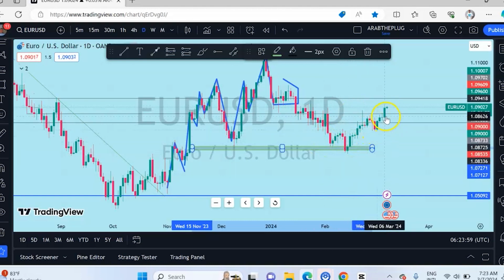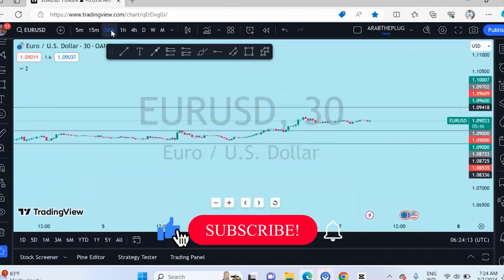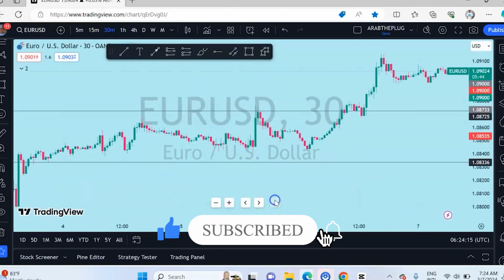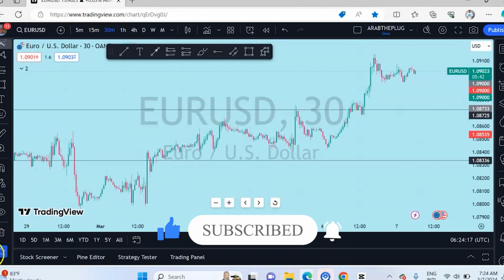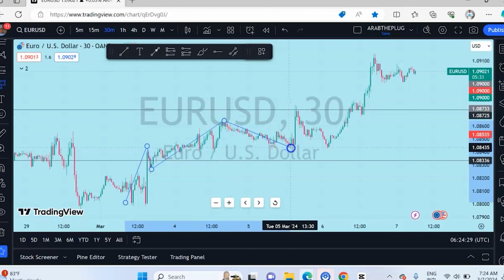The market has been bullish up to this zone, and my overall target for this market for now is this area of value. So now let's switch to the lower time frame and see if we could get potential opportunities. So here is this. The market has been bullish right from this zone. We've had a series of higher highs, higher lows, higher highs, higher lows, higher highs.